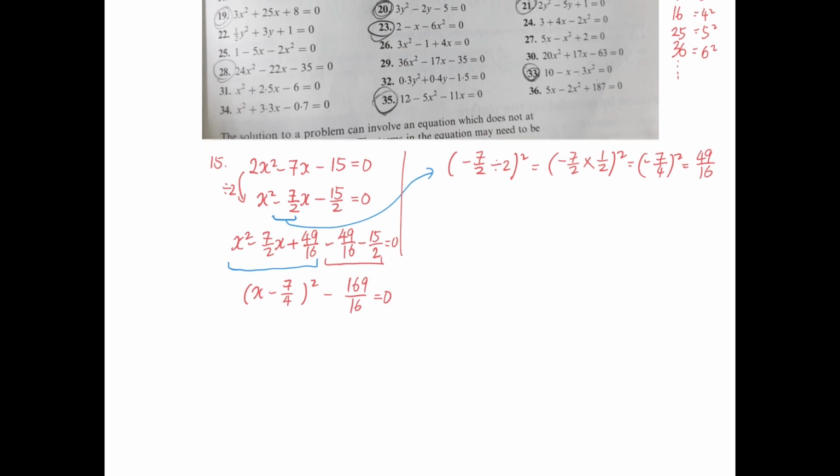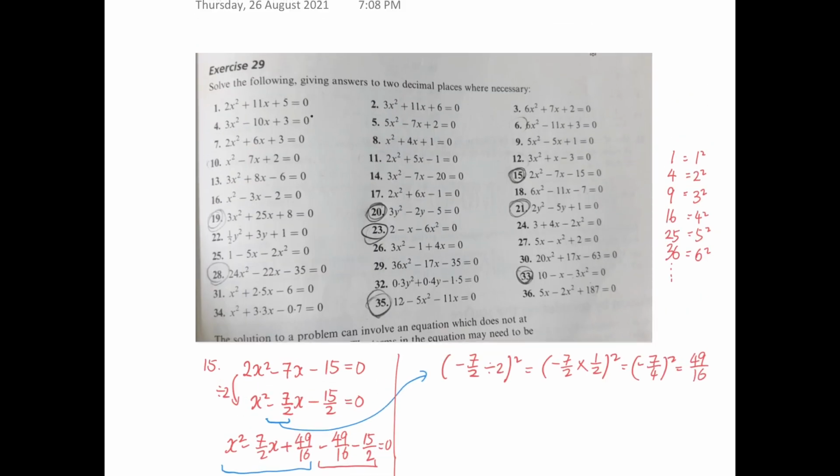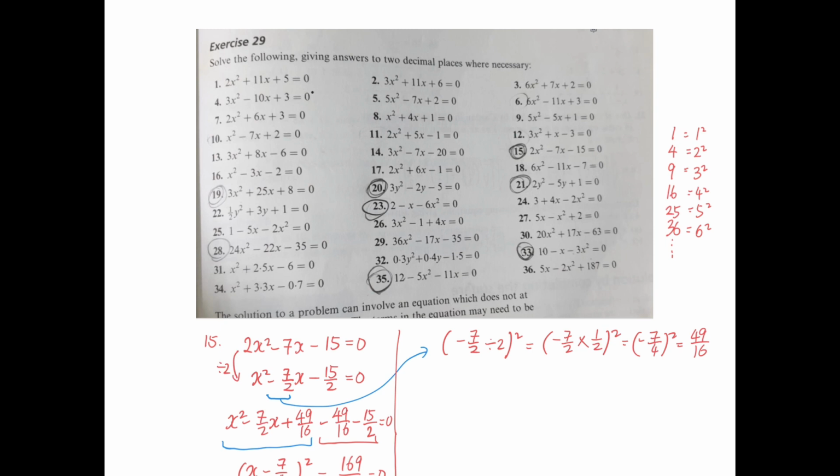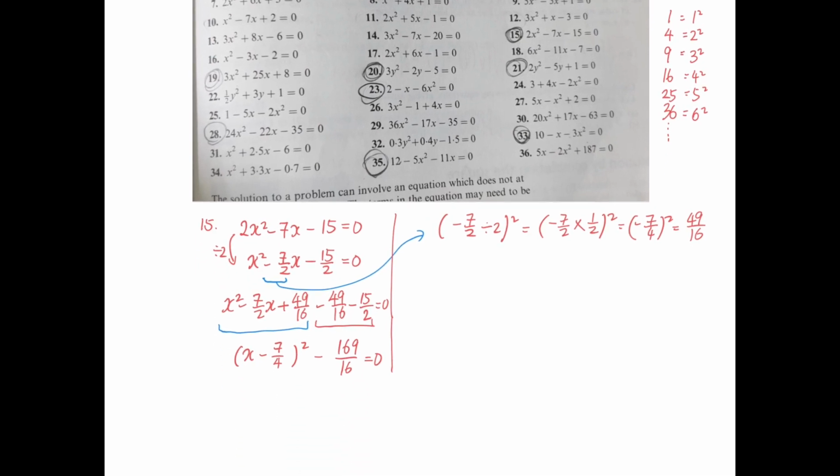Okay, so we get something like this. And if the question is asking for completing the square, we can stop here already. But now the question wants us to solve. Solve means you have to continue doing this until you get the values of x. Okay, and you have to give your answer to 2 decimal places. Okay, now let's see how we continue. x minus 7 over 4 squared. Okay, so these are the extra steps compared to just now when we do completing the square. We just stop at this line. Now the extra step will be like this.